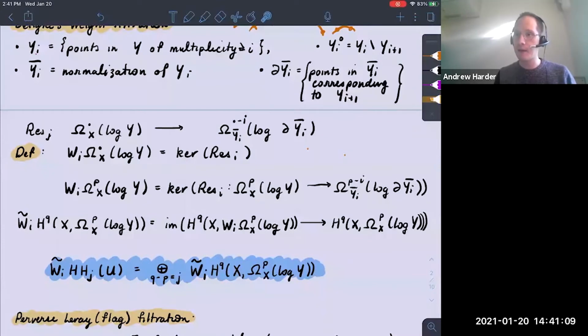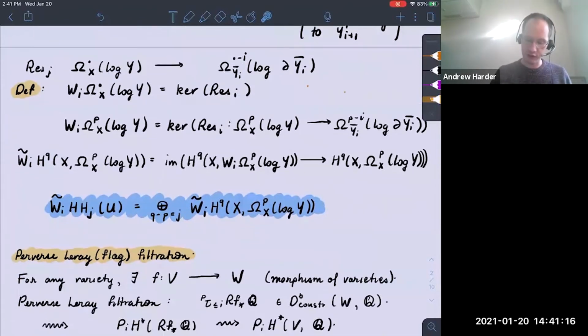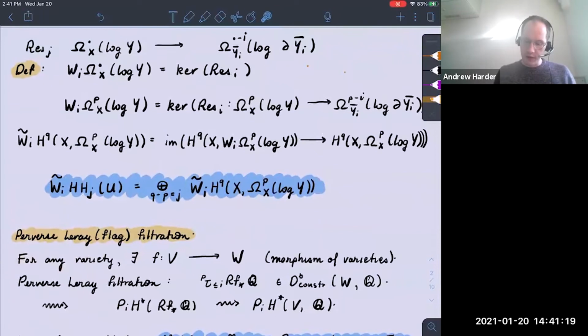Once I have that, I can try to figure out what this is related to under mirror symmetry. And this should be related to the perverse Leray filtration. Right, so for any variety and a map of varieties from V to W, I can build what's called the perverse Leray filtration on the cohomology of the original variety by taking the perverse truncations of the push forward sheaf, so the derived push forward of the coefficient sheaf.